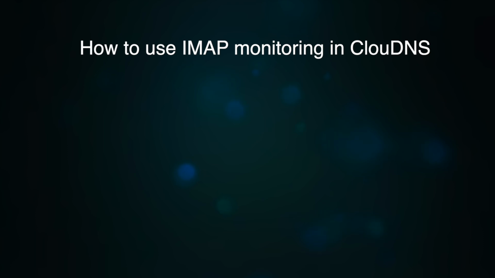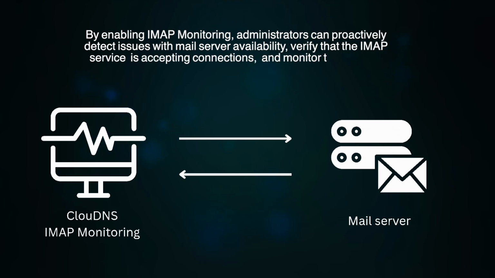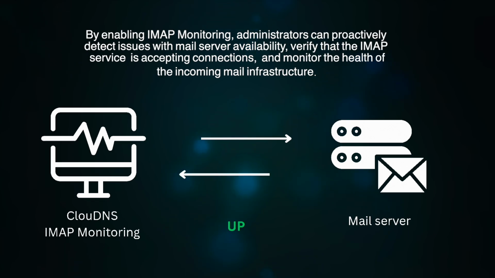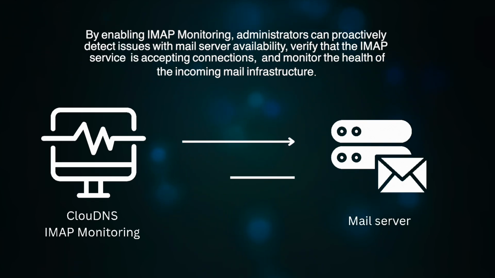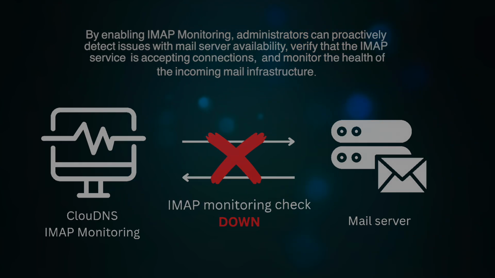Hello, in this video we will show you how to use IMAP monitoring, which is part of the ClouDNS monitoring service. By enabling IMAP monitoring, administrators can proactively detect issues with mail server availability, verify that the IMAP service is accepting connections, and monitor the health of the incoming mail infrastructure. It's a simple yet effective way to catch service disruptions early, before they impact users.